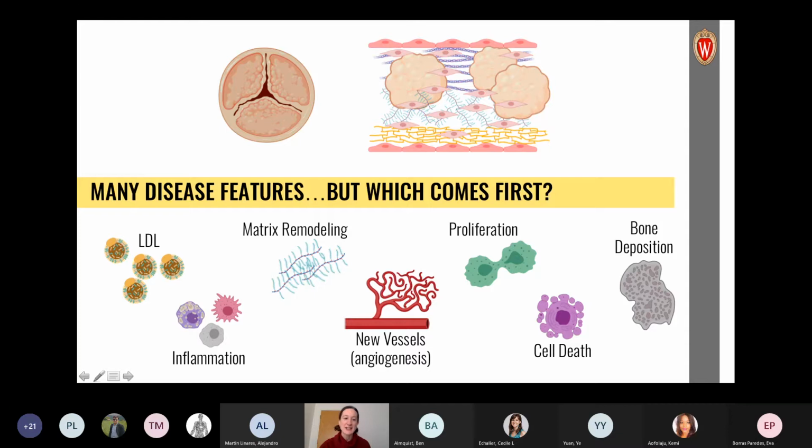You can see there's cholesterol deposition, there's inflammation in these valves, the extracellular matrix does not look right, you have blood vessels there when blood vessels normally aren't in a valve, the cells are proliferating, the cells are dying, you have calcification. But the problem is that getting that snapshot of late valve disease doesn't help us understand which thing comes first and which thing precedes a sequence that can be targeted to stop it from continuing.